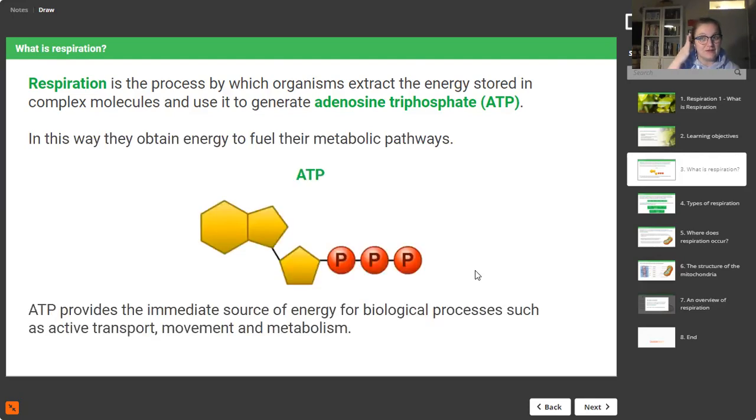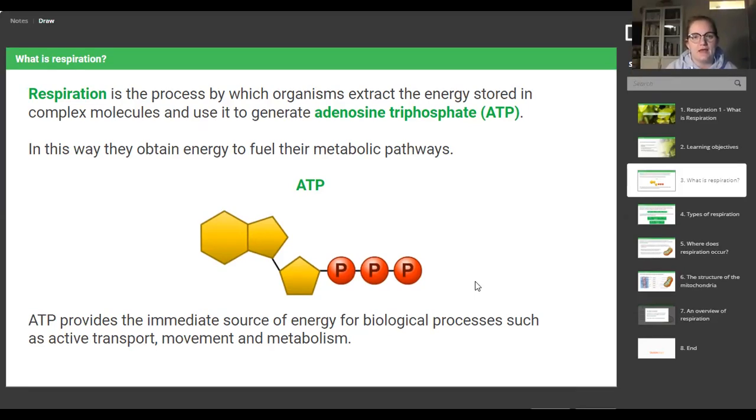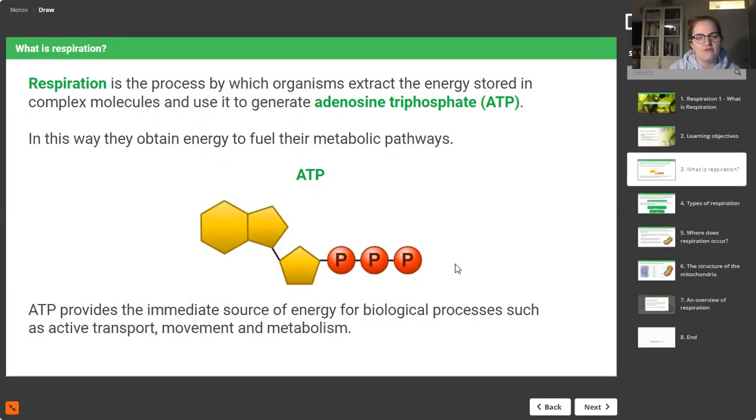This is ATP. You'll have seen it a lot last week when we were doing photosynthesis. Here it is again. It's a huge part of respiration. ATP provides the immediate source of energy for biological processes, so it's used for things such as active transport, movement, metabolism, anything like that, really. As we said again, we've got the three different parts of ATP present: our three phosphates, our adenine, and then our ribose sugar.